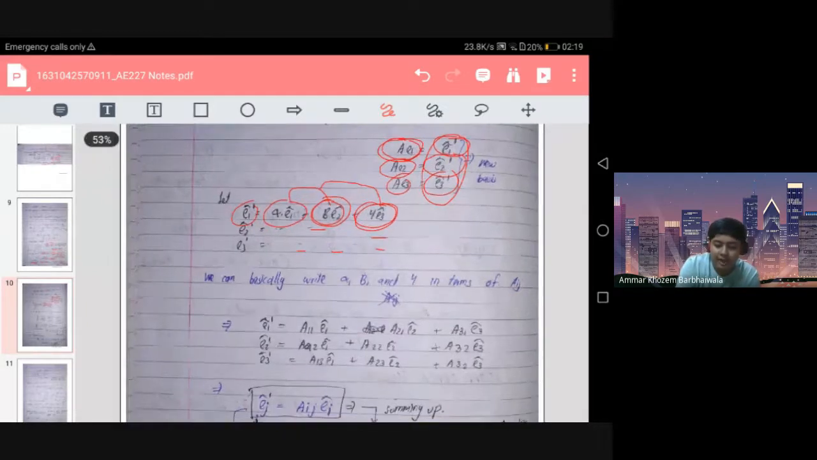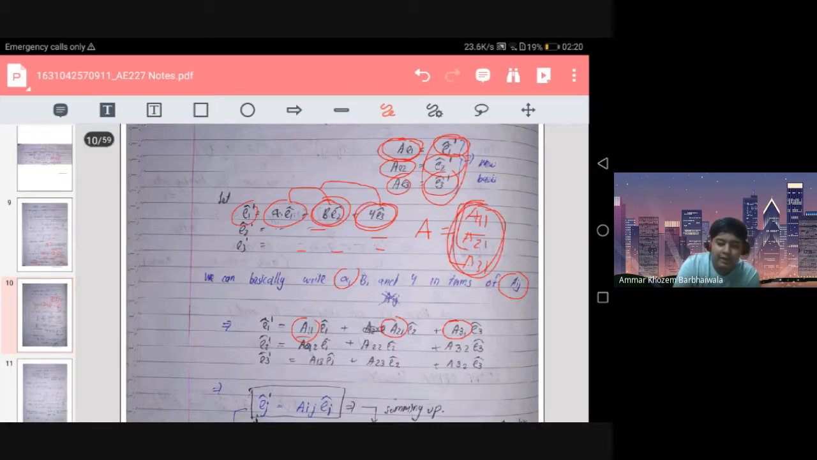So I can write alpha, beta, and gamma in terms of a matrix. I have this matrix A of the linear transformation. I can write alpha as a11, beta as a12, and gamma as a13. Basically I have a11, a21, and a31. So alpha, beta, and gamma form one column of this matrix A.